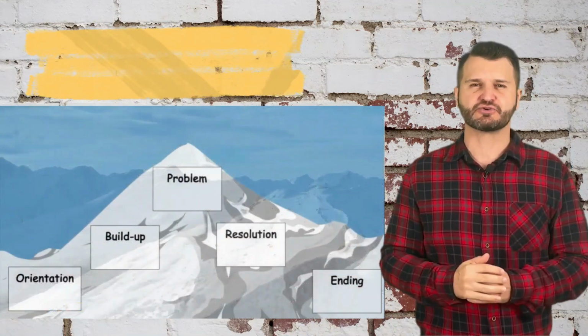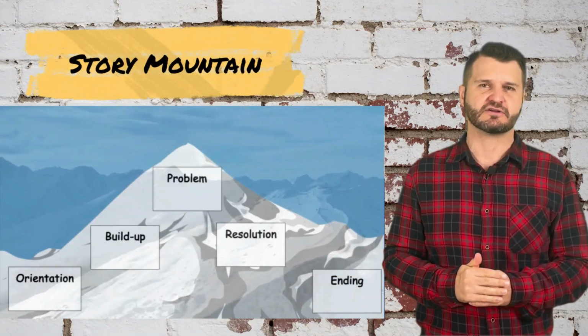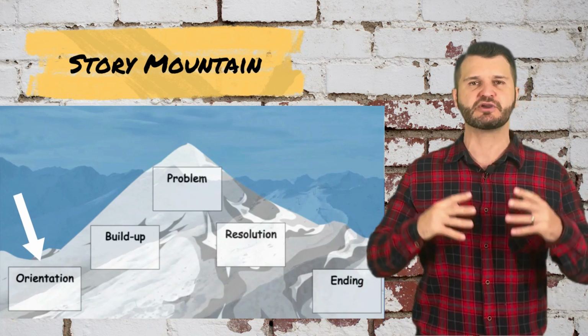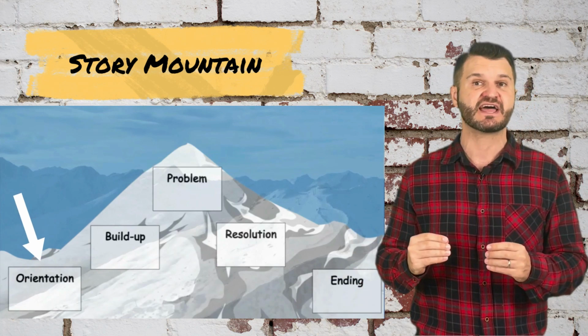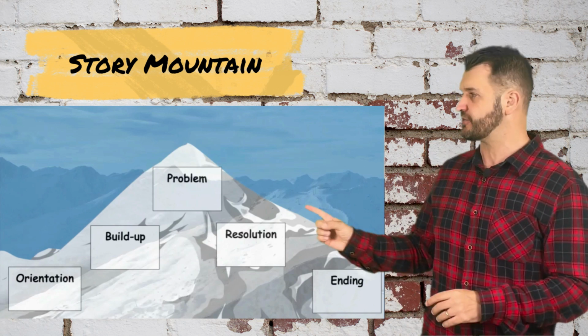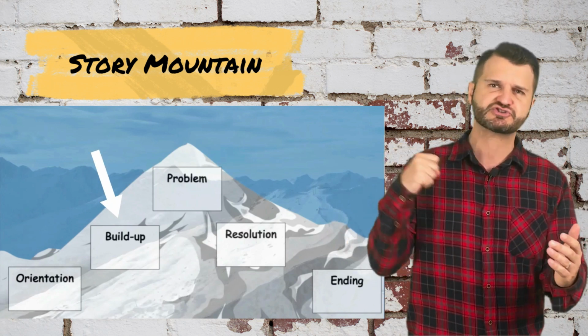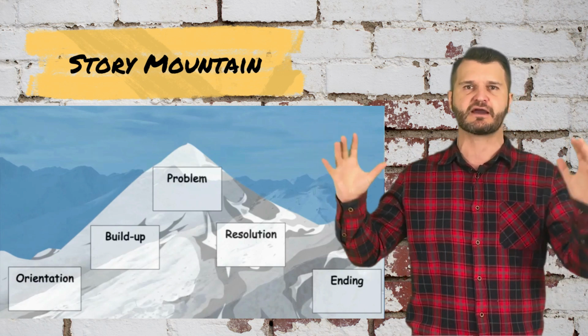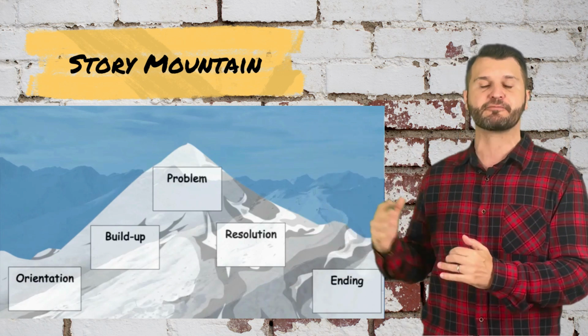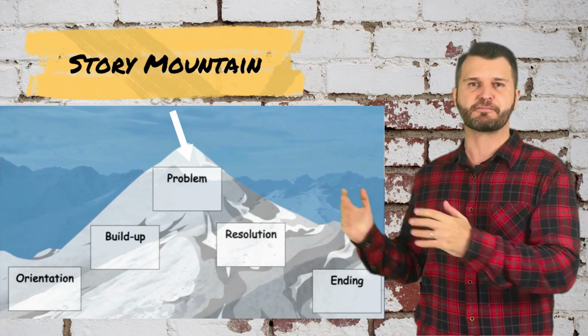Alright, let's check out the Story Mountain in a little more detail. So the orientation, this is where you describe the characters and the setting. Then you have the build-up. So this is where you build up to the problem. We don't just go straight into an alien attacking us. We need to build up to that problem first. Then we have the problem.